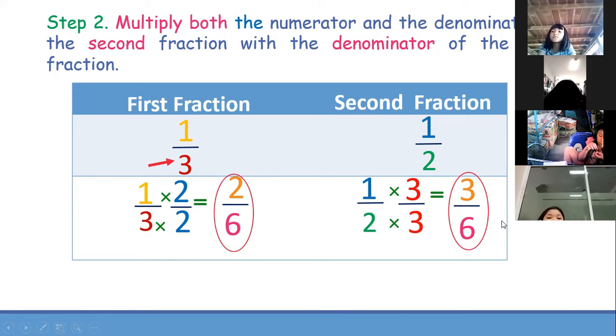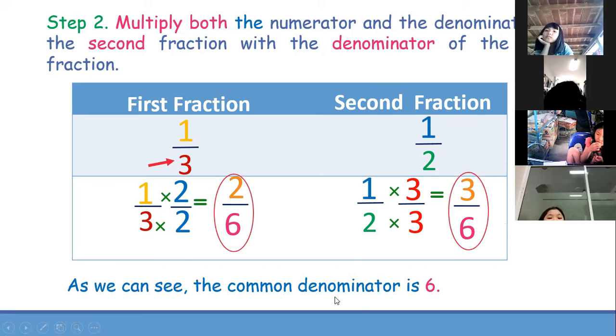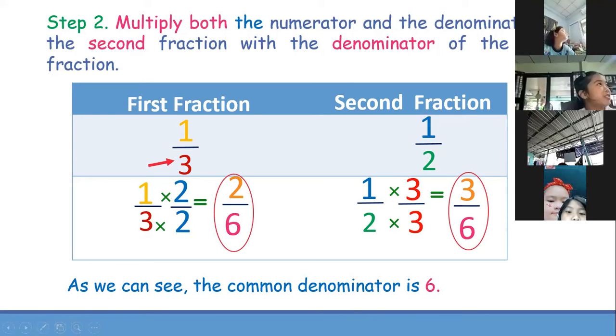Yes. Okay, so as we can see, the common denominator is 6. Okay, is that clear? Do you understand both steps, converting the denominators to the same number?